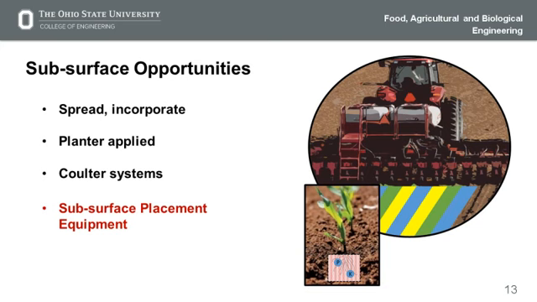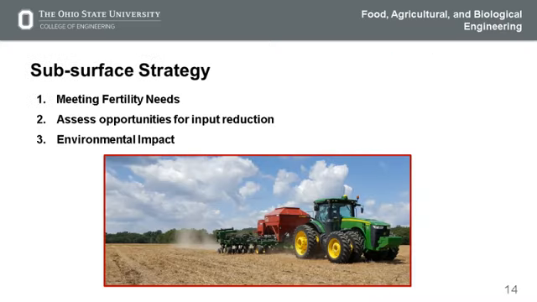So we know that all these are opportunities that we can use to put fertilizer below the surface, but we want to specifically outline some equipment for y'all to be able to understand what's available on the market and how that can be implemented in my operation. So one of the things that when we first started out, we said, what are we trying to do with our subsurface research here? What is a good strategy for understanding the subsurface adoption? Well, first of all, we need to meet our fertility needs of the crop. That's pretty plain and simple.